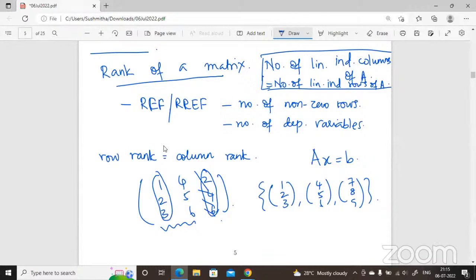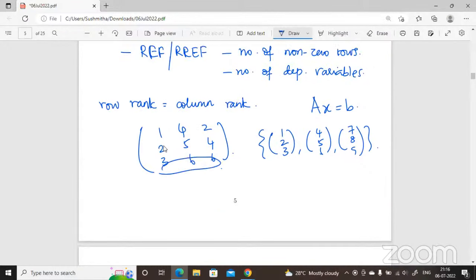That is what we call the column rank of the matrix. And the column rank of the matrix is equal to the row rank. So now look at the rows: 1, 4, 2, 3, 6, 6. Nothing is directly a linear combination, but you can write this as a linear combination of the other 2.